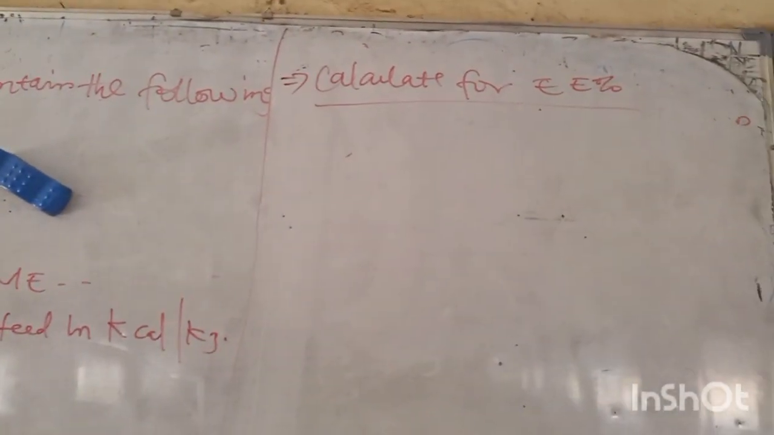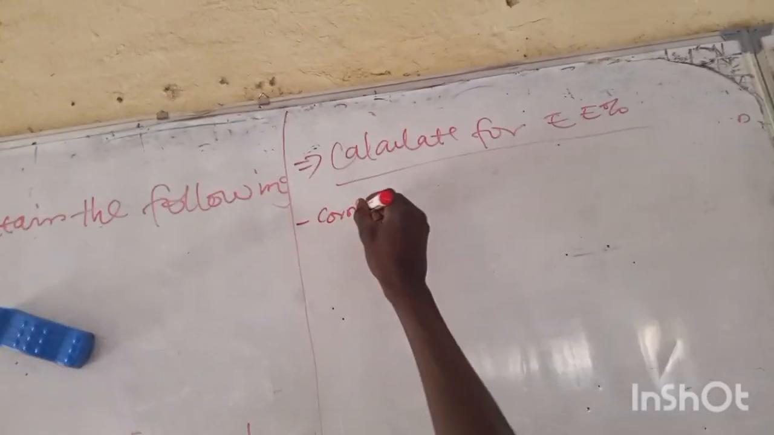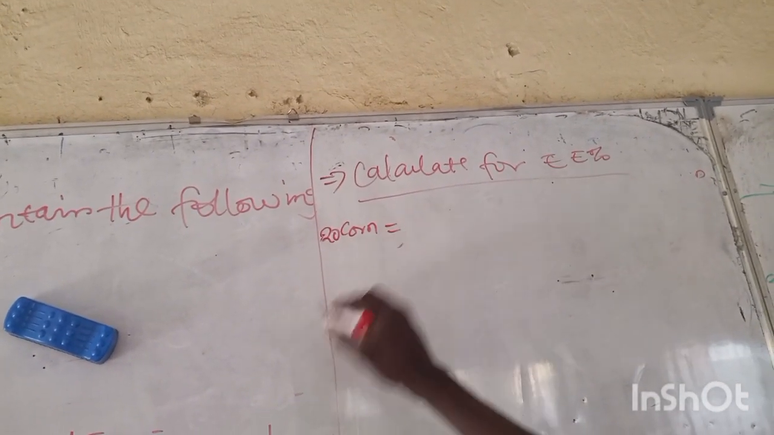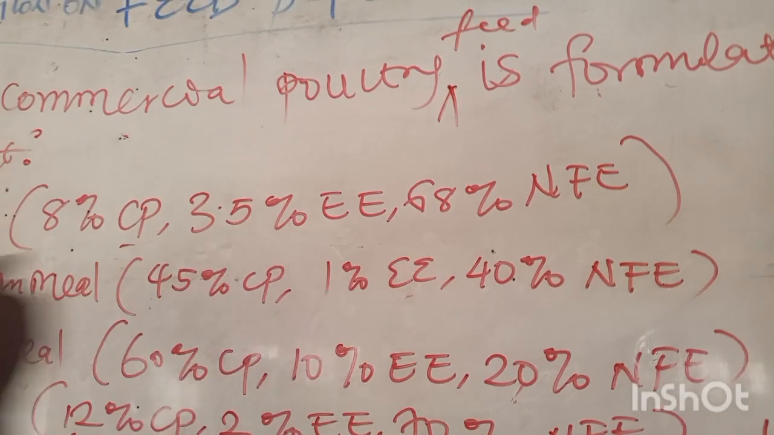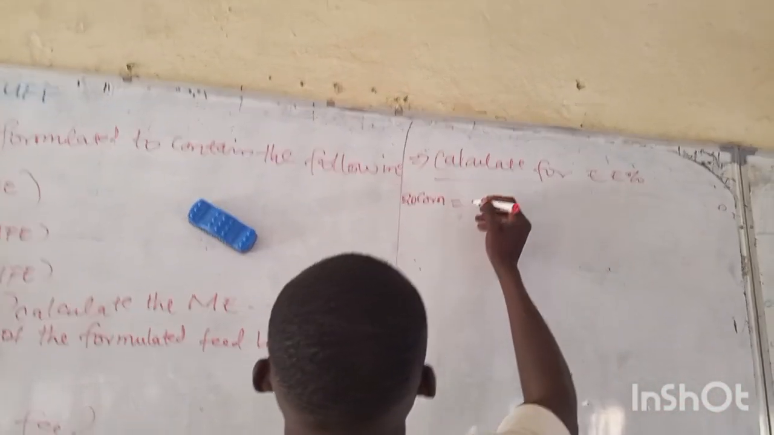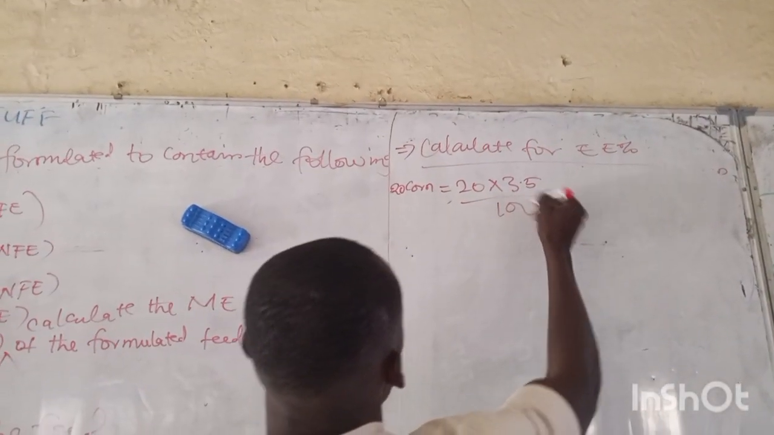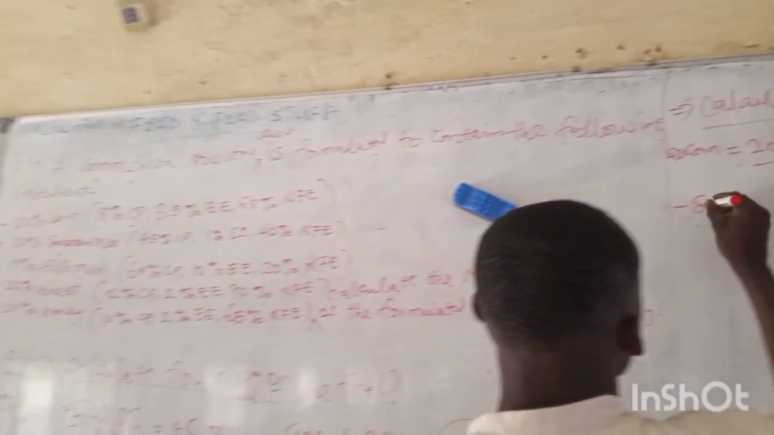Now, how do we generate it for the ether extract? We say that for our corn, we have 20% corn to be equal to, what is our EE here? Remember, our ether extract here is 3.5. So we have 20 times 3.5 divided by 100. Remember the first one we did. Then we go forward. Soybean meal.